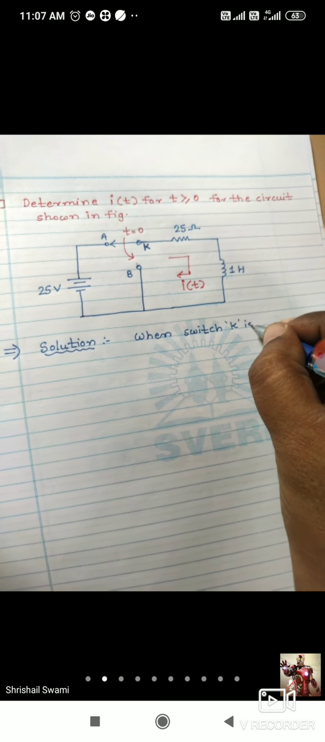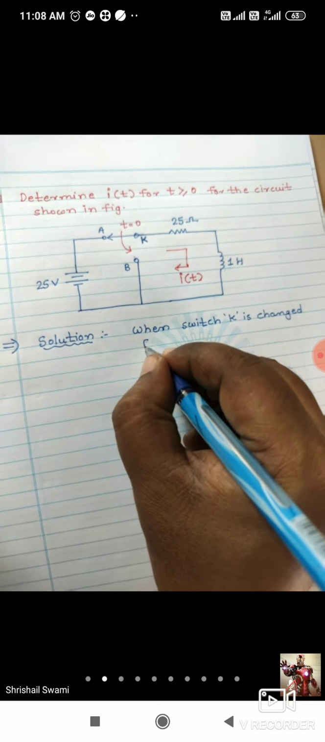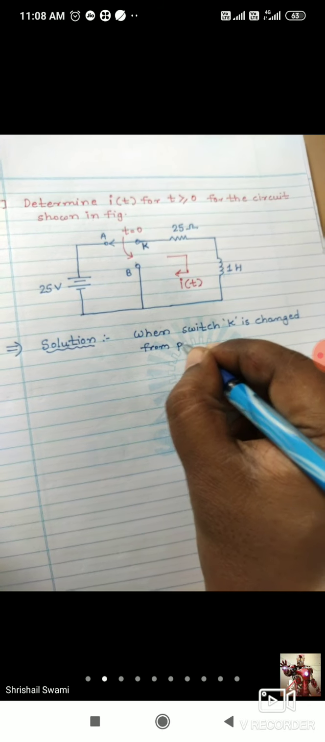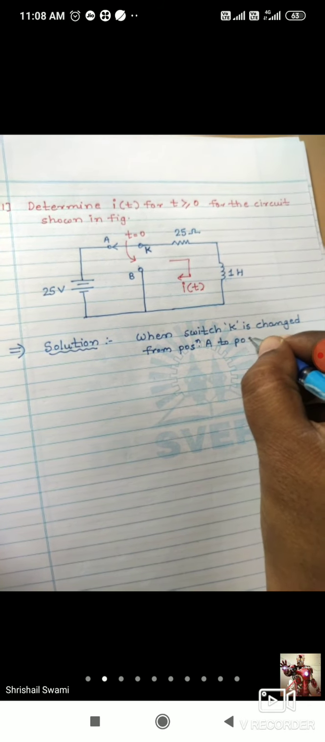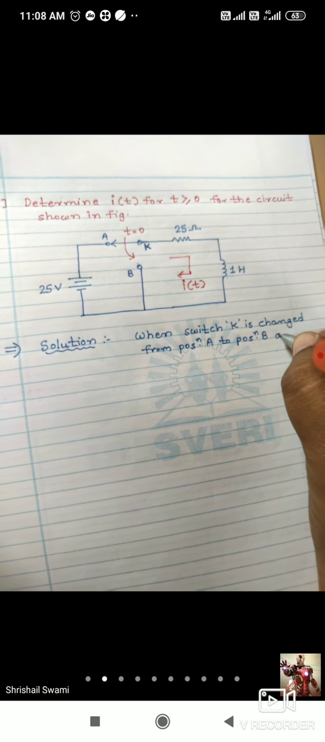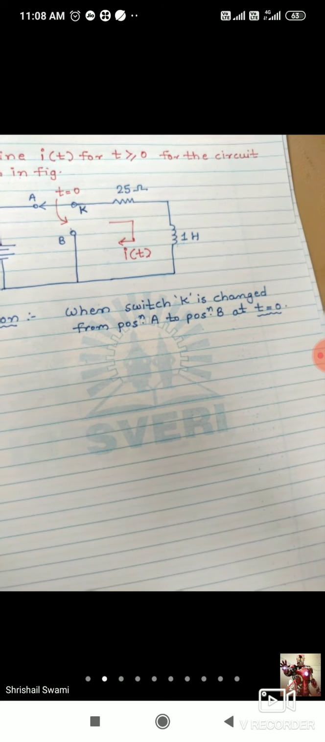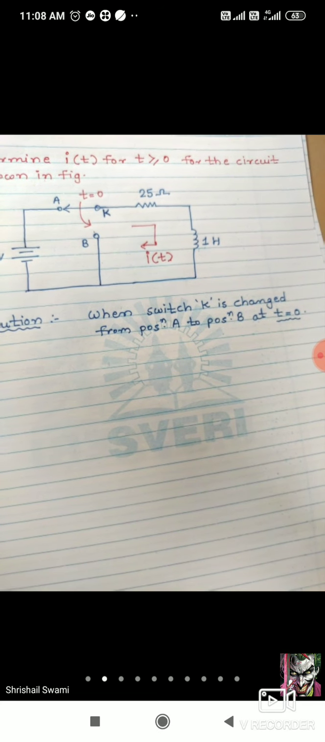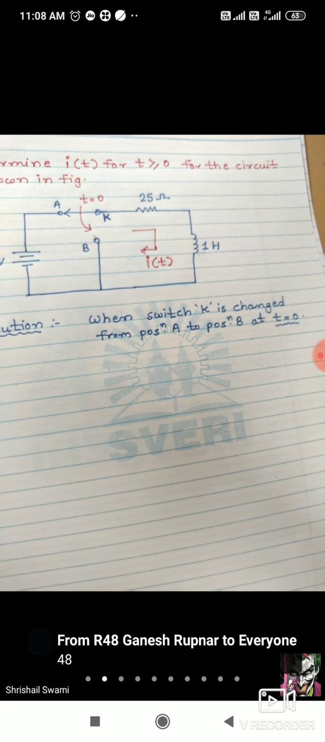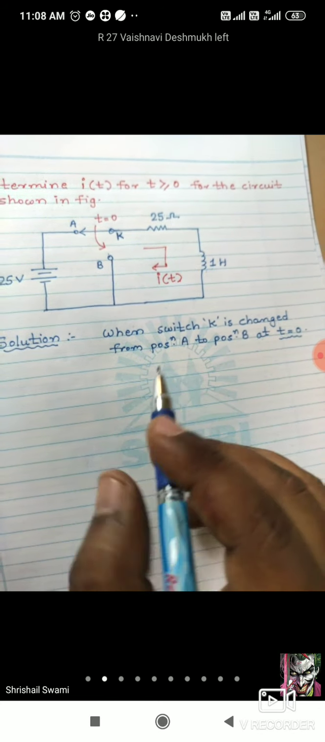K is changed, or moved, from position A to position B at t equal to 0. When switch K is changed from position A to position B at t is equal to 0, okay, so what will be the equation for that?